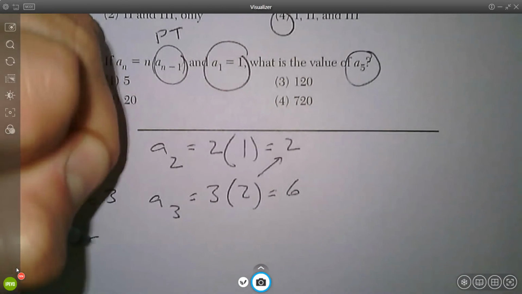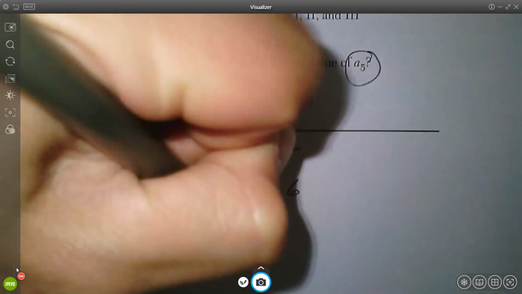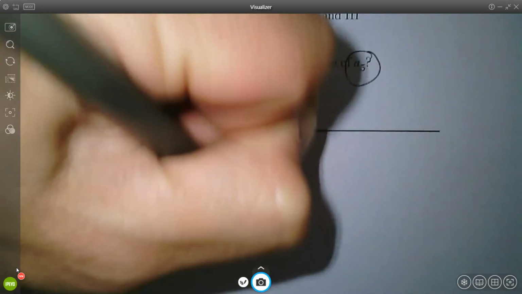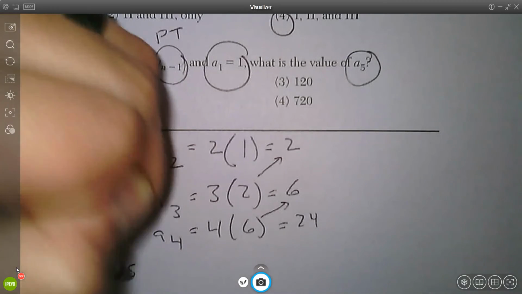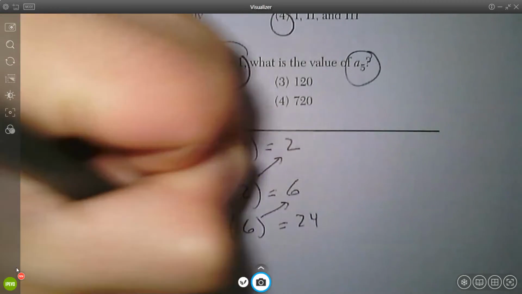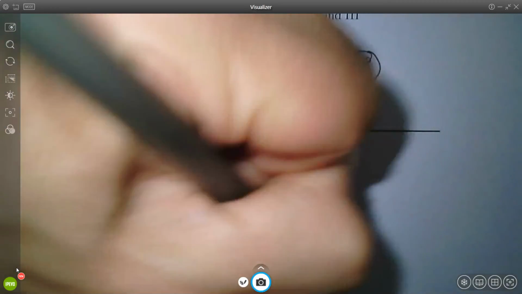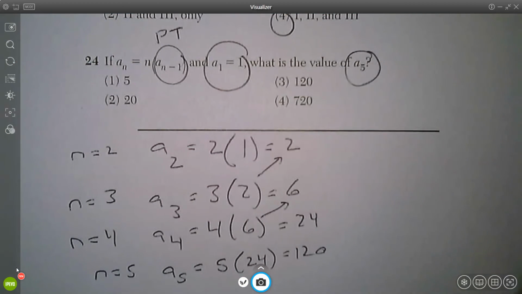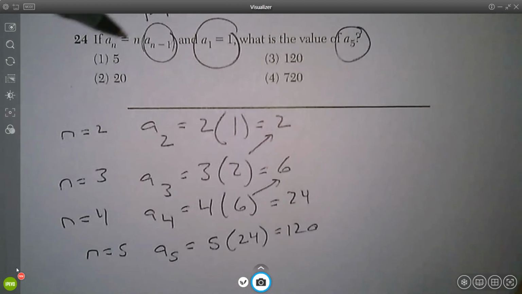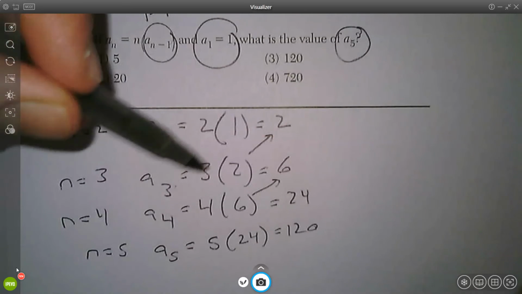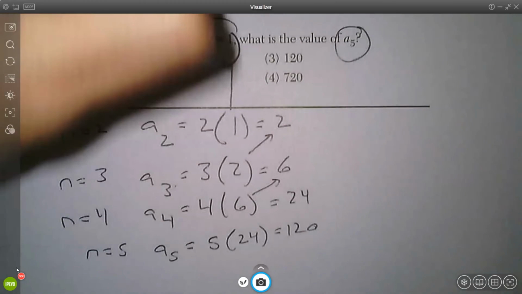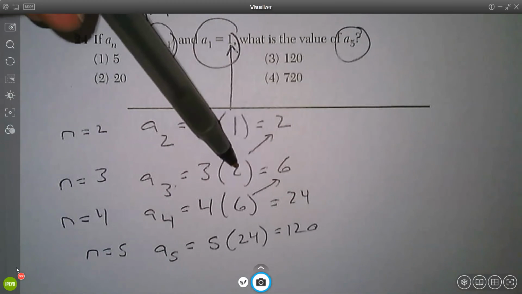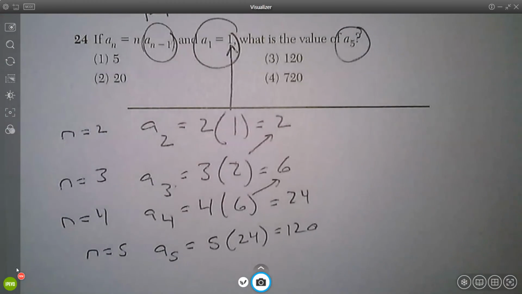To find the fourth term, n is 4. So it's going to be 4 times the previous term. 4 times the 6 is 24. And to find the 5th term, n is 5. So the 5th term is 5 times 24, 120. N is just the term number. That's why it's always matching 2, 3, 4, 5. And then you're just taking the value of the previous term. So the first term was 1. The second term was 2. The third term was 6. The fourth term was 24. So this is just 120.